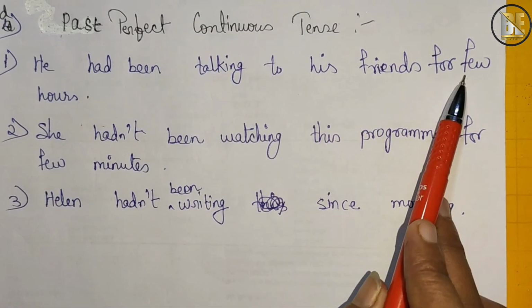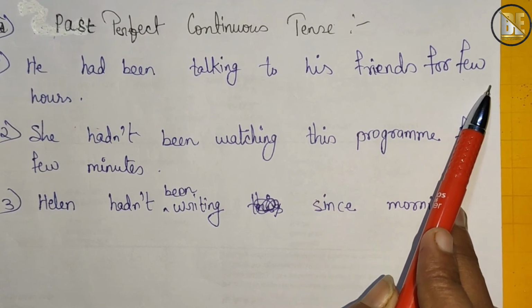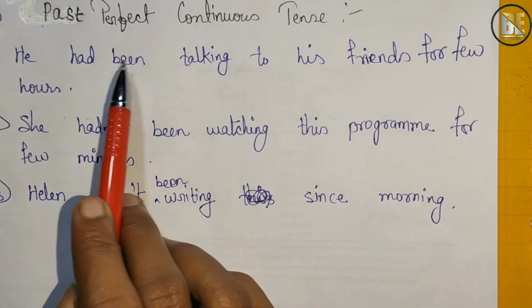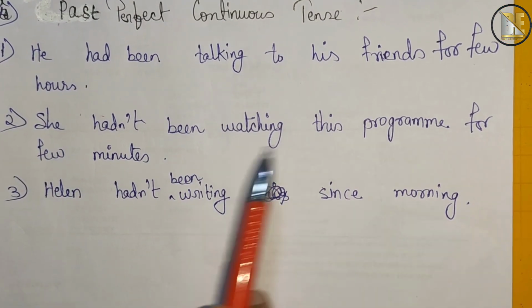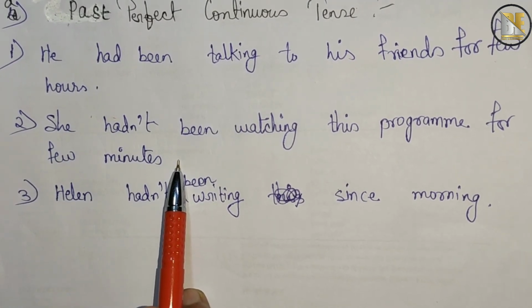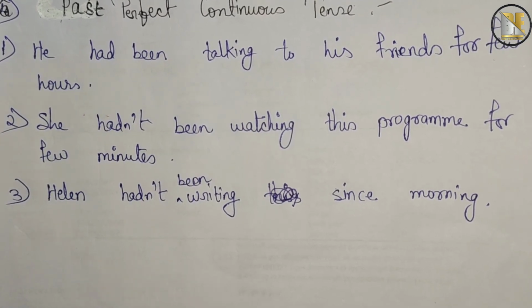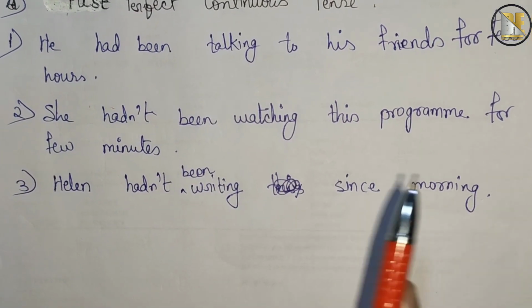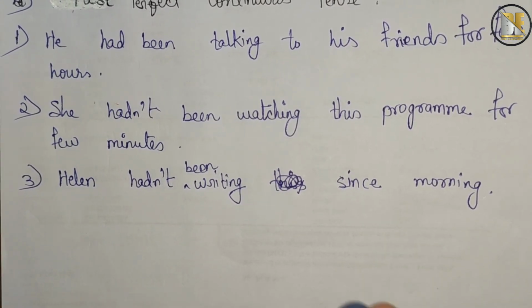He had been talking to his friends for few hours. That means he had started talking few minutes ago, and after some time also he was talking to his friend. That means he had been talking to his friends for few hours. The next one is she hadn't been watching this program for few minutes. That means she had not been watching the program few minutes ago, and after some times also she was not watching. The next one is Helen hasn't been writing since morning. That means she had not started writing before morning, and after that also she was not continuing it.